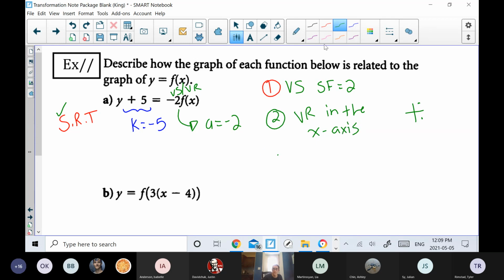Okay, the last thing that we would talk about for this is the translation. This is your k value. Remember, k was your vertical translation. So this would be a vertical translation, 5 units. And then you tell me the direction, and the direction would be down.